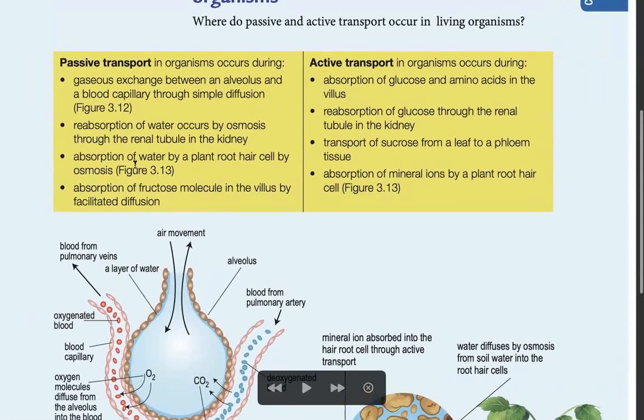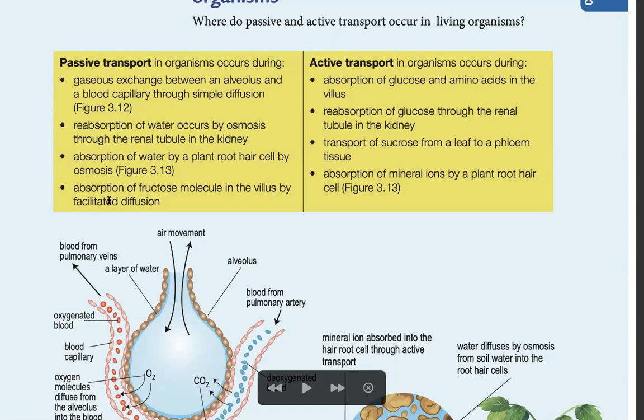The next one, reabsorption of water, occurs by osmosis in the renal tubule in the kidney. Renal tubule is a part of the kidney. So the process is reabsorption of water, and it is done by osmosis. Then the absorption of water by plant root hair, by osmosis. And the last one, absorption of fructose molecules in the villus by facilitated diffusion.